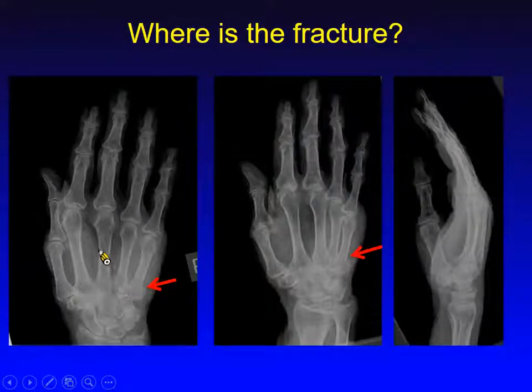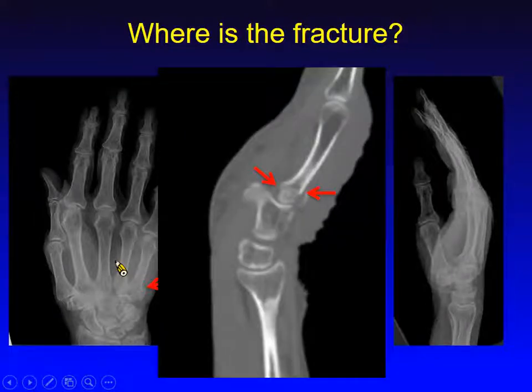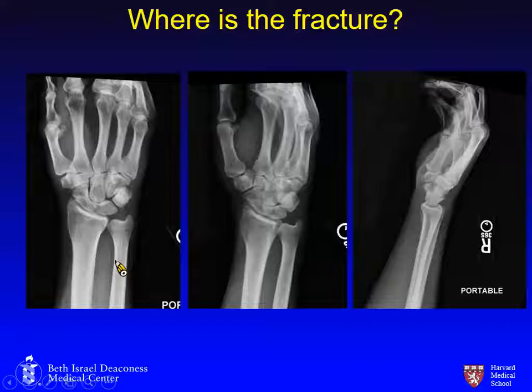Now, if it's in the mid shaft, it's a lot easier to see, but always run a view through the base of the metacarpals on these hand films. How about on this case?